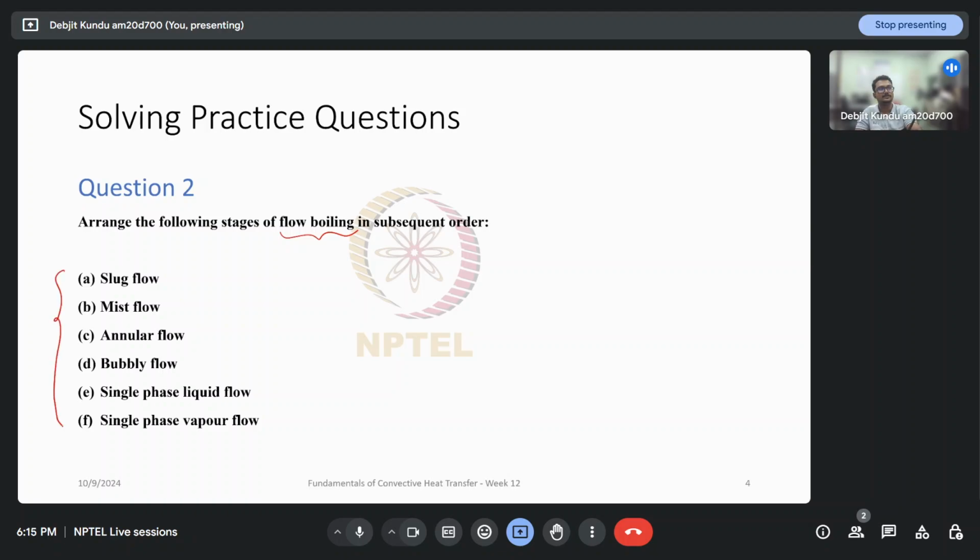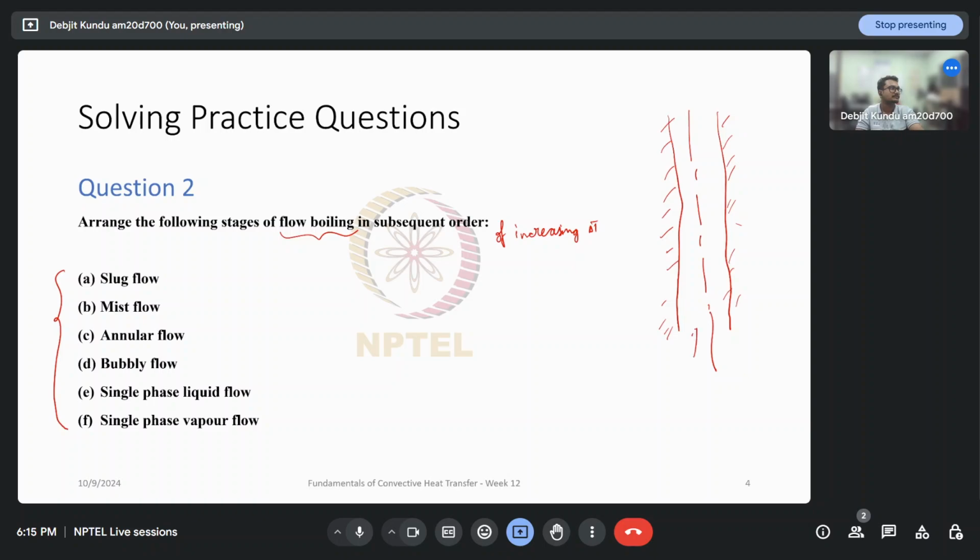You have to arrange them in the subsequent order of increasing delta T. So what I mean here is that I have, let's say, a huge copper tube like this, a solid tube which is heated, and I'm flowing some liquid through here. So some liquid is flowing in through here, and it's getting heated by this tube. Now, that will lead to different stages of multi-phase flow eventually.